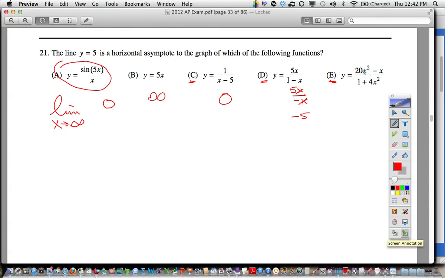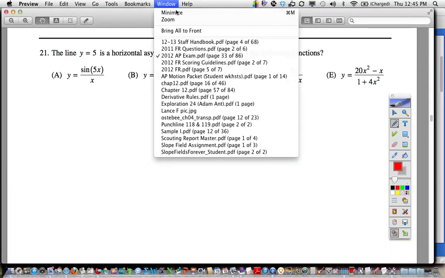And then this one, again, the high powers dominate, so that really doesn't matter. That really doesn't matter. So we get 20x squared over 4x squared. The x squareds cancel, and that reduces to 5. And so it is equal. Okay? So that was on an AP test. We got another one here.